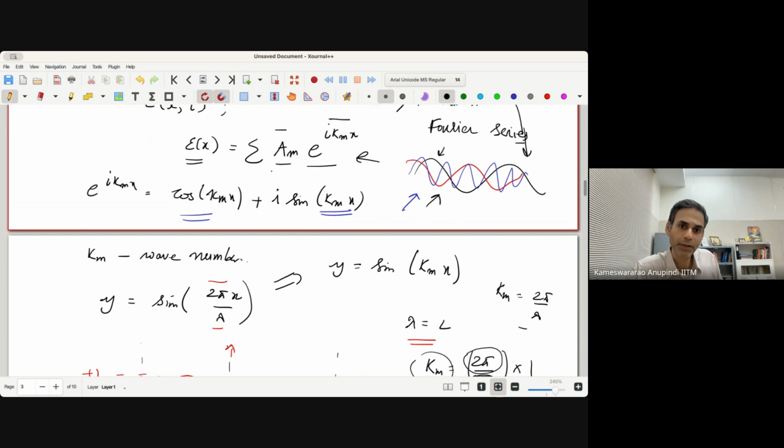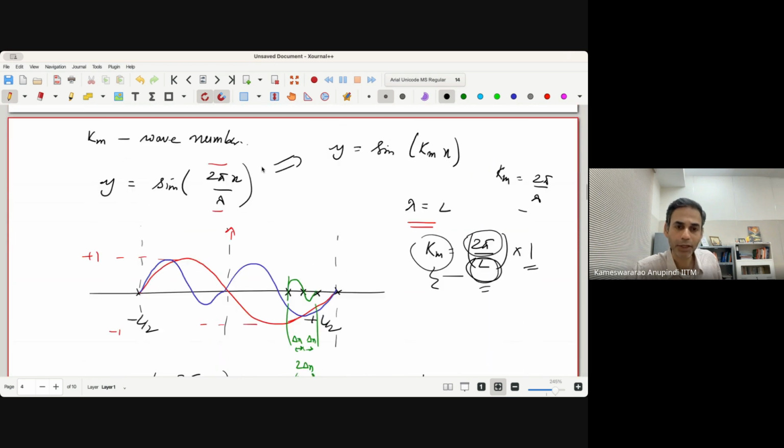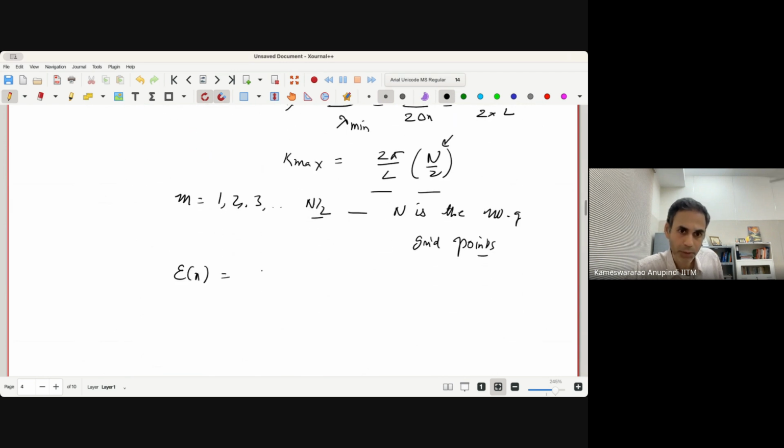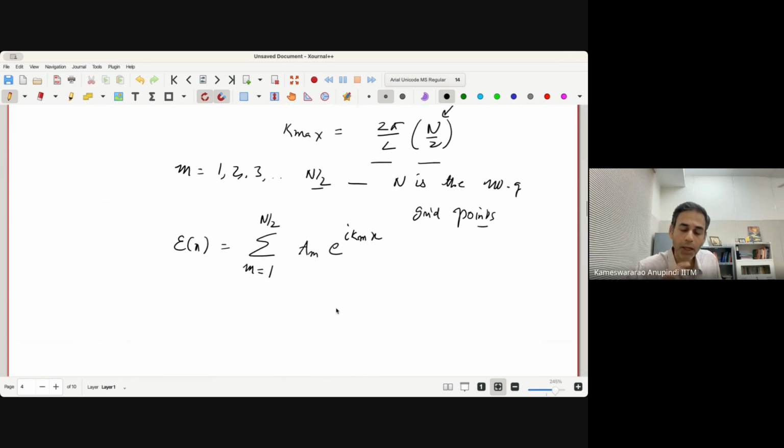So that means I can modify this summation to include the extent of m, right? Earlier I have written epsilon of x equals summation of a_m e to the power of i k_m x, where m goes from now 1 to capital N by 2. That's all, right? It cannot go to infinity. It will stop at N by 2. Okay, so that's what we have. That means this is the spatial variation of the round-off error.